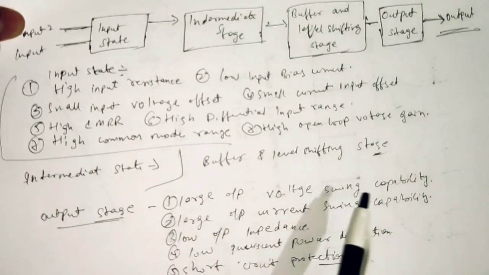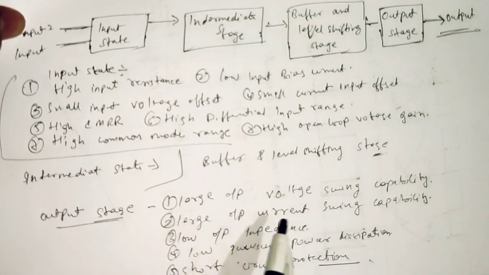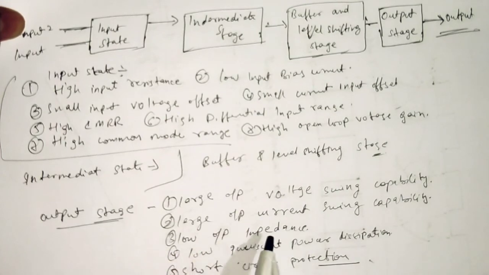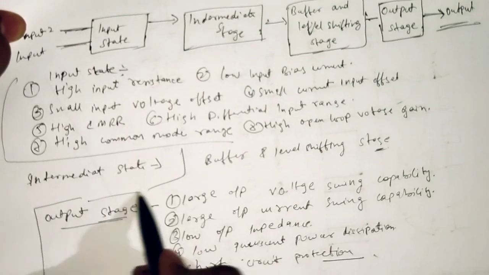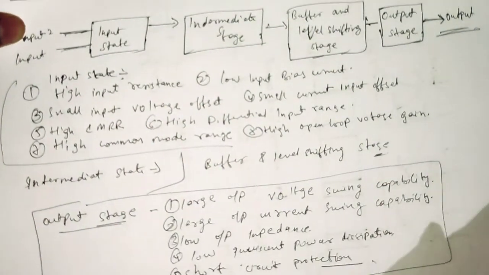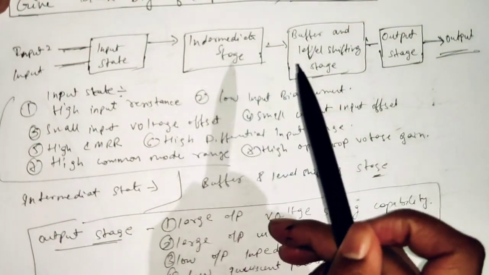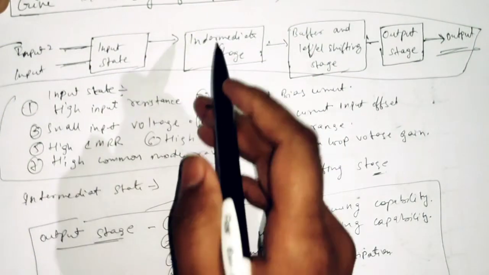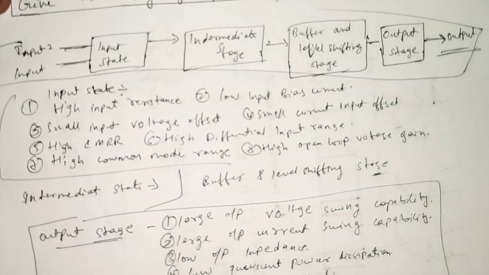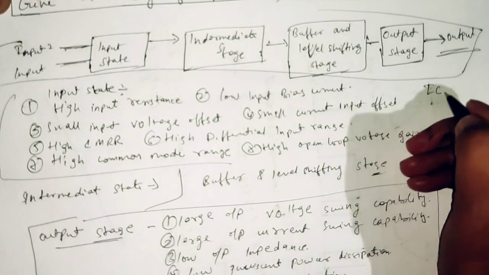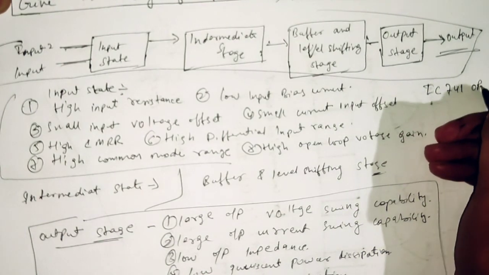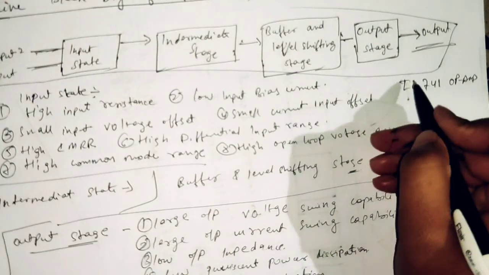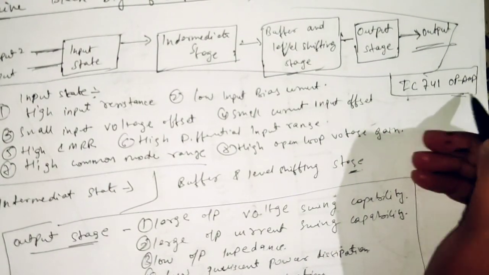So here are the 5 requirements which are a must in the output stage. First one is large output voltage swing capability. Second one is large output current swing capability. Third one is low output impedance. Fourth one is low quiescent power dissipation. And the fifth one is short circuit protection. So here was the full detail and description of all the blocks in the representation of the operational amplifier. One thing I need to notify you is that this block diagram is a block diagram of the IC741 op-amp. You can write here IC741 op-amp.